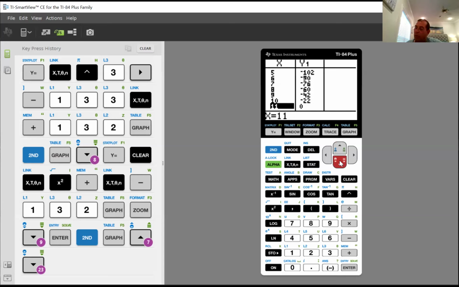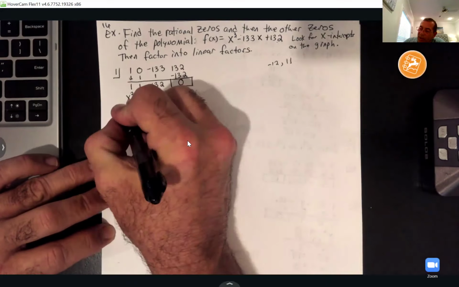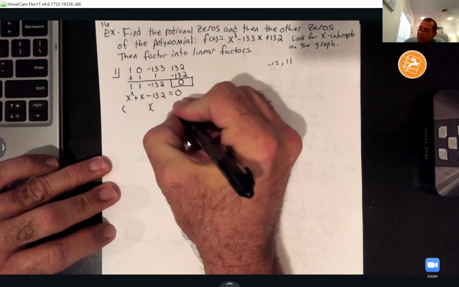And I get a 0 when x is 11. So those would be my last 2 zeros. So look, the calculator gave me negative 12 and 11. But y'all, on this one, I'm going to show you that you could factor this.